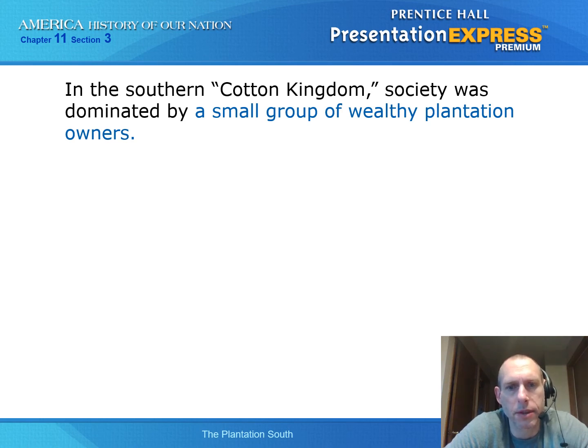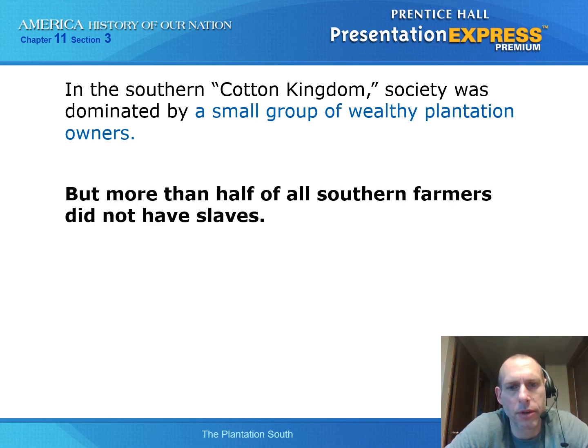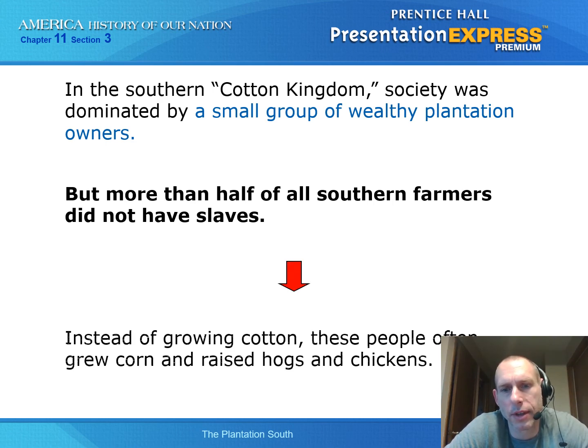The Cotton Kingdom Society is addressed in the textbook, speaking to the life of plantation owners, and says more than half of all Southerners did not have slaves. It's a lot like today. History books won't write about you and me. Instead, they'll write about the Bill Gates of the world and the Jeff Bezos of the world and the Donald Trumps of the world. But the reality is far more people don't live like that. The same was true in the South. Not everyone was living on a plantation. Most people had small farms. Most or many did not have slaves and lived modestly, raising hogs and chicken and corn.